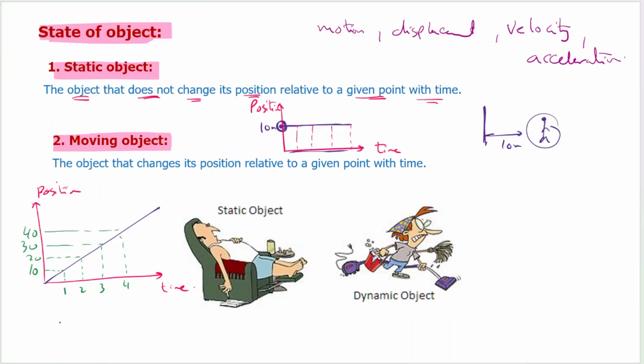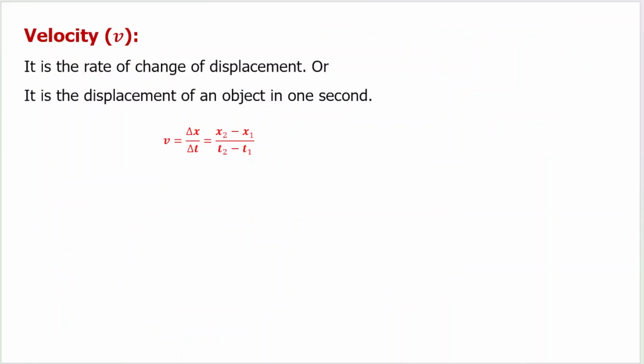So this means that this object is covering a fixed displacement over the same time. For example, can you see? It's just 10 over 1, so it will be 10 meters per second. So this object is covering 10 meters each second. So when we have a moving object, this object is moving with velocity.